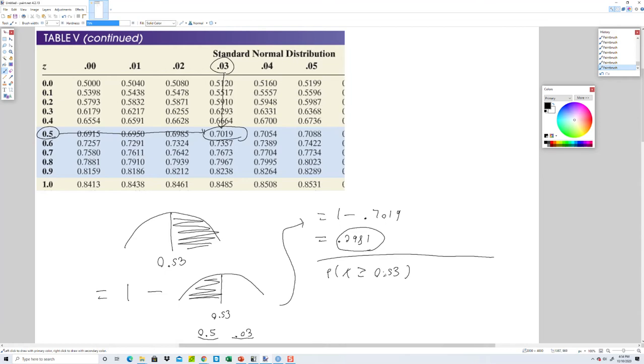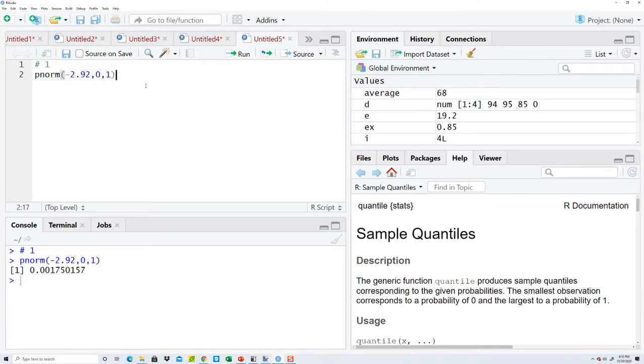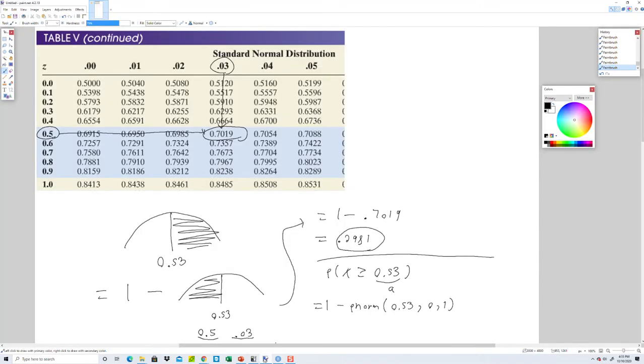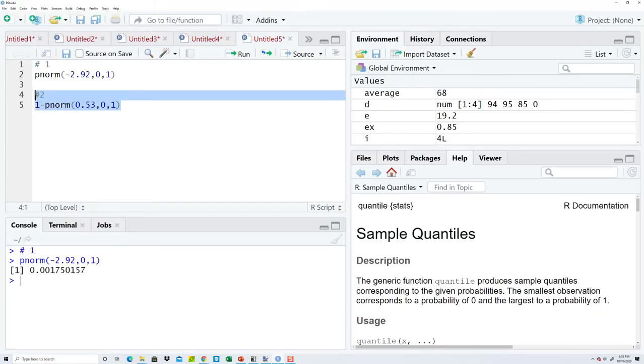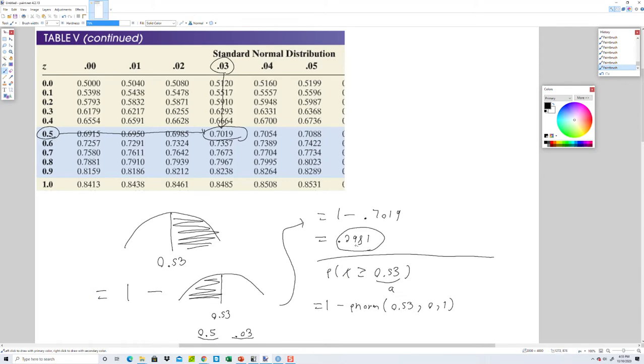This is a, and that tells us 1 minus p norm a, which is 0.53. And if you want to put 0 and 1 there, you can. Those default, so you can just do p norm 0.53 and then close the parentheses. Okay, so down here, number 2, 1 minus p norm 0.53. I'll run that. 0.2981, rounded to 4 decimal places. Now, what you'll find is that the technology will always give you more precision than using the tables. If you take it out to more decimal places, it'd actually be more accurate than by hand using tables.